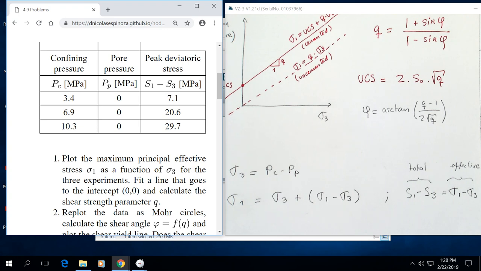Okay. So in order to get sigma 1, for example for the third row, you have to add 10.3 plus that. That's going to be your sigma 1. Oh, you just add sigma 3. Yeah, this is like the experiment that we had here, right? Remember that we had atmospheric pressure everywhere? That would be the equivalent of your confining pressure. In addition to that, you're adding an additional stress, which is the one that we measure.